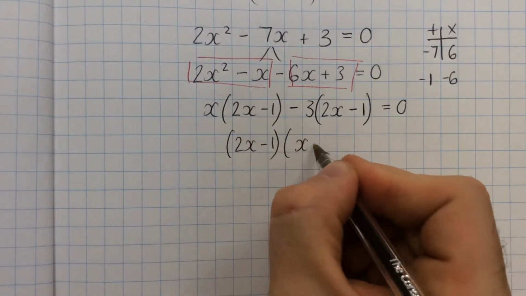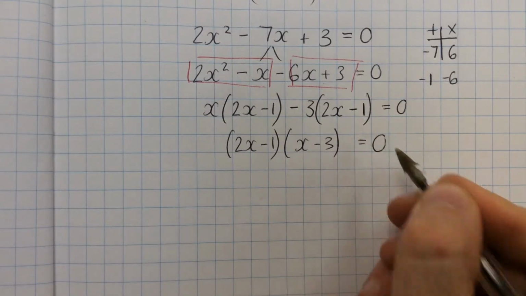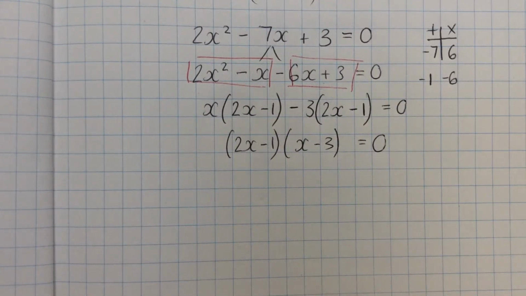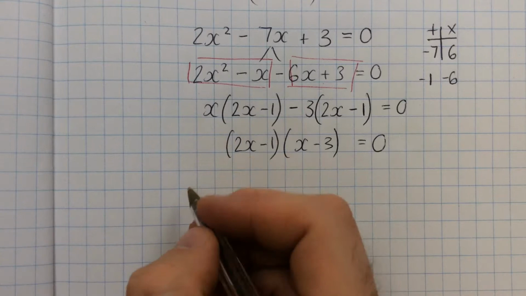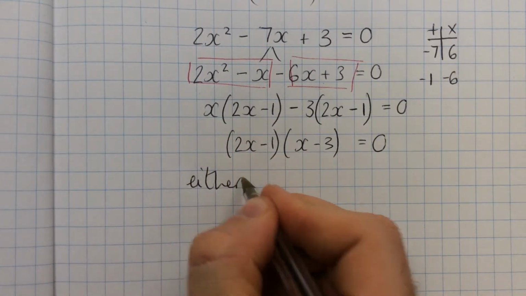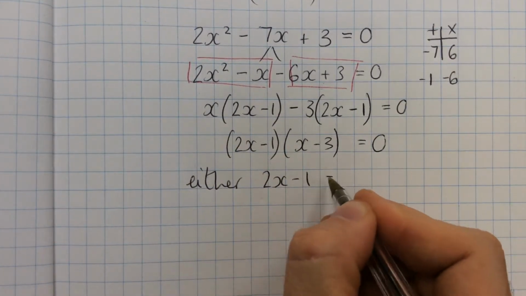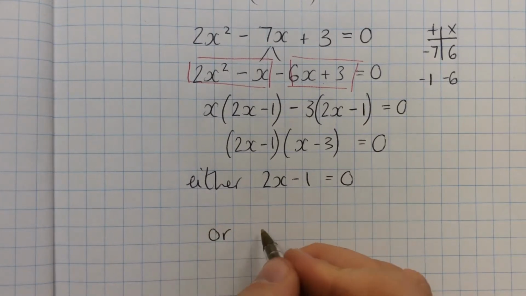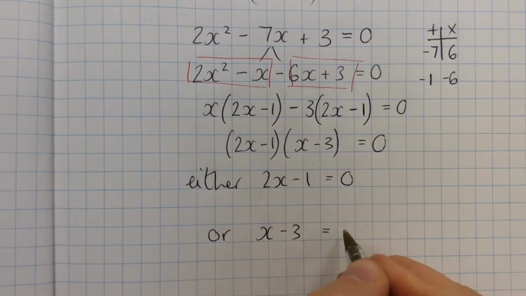And then again, we've got this repeated bracket, which is our first bracket. And our second bracket comes from the terms that are outside the bracket. If it was just factorising, we'd stop here. But we're trying to solve. So at this point, we need to say, well, either the 2x minus 1 bracket is equal to 0, or the x minus 3 bracket is equal to 0.